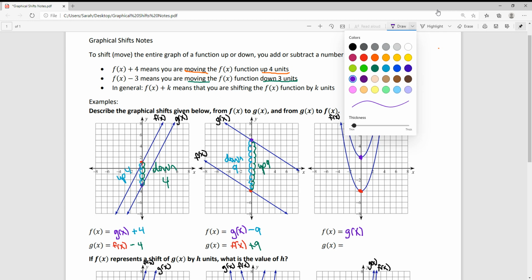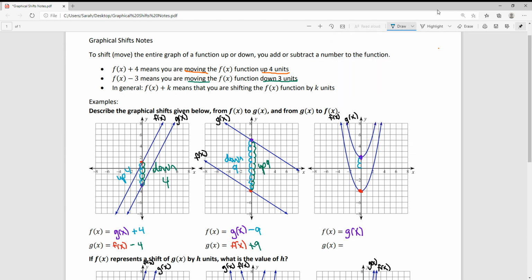Let's count. To get from the purple dot to the red dot, I'm going to go down 1, 2, 3, 4, 5, 6. So I went down 6. It's going to be g of x minus 6.